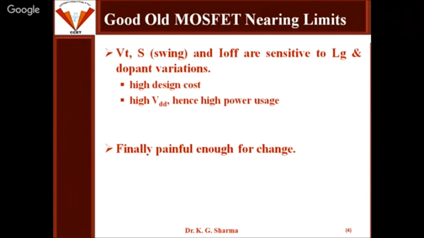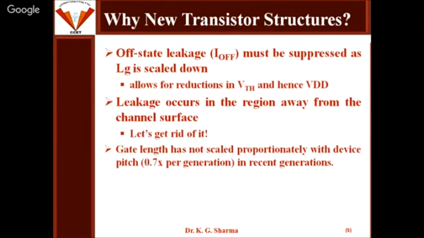And finally, in the present scenario, it is very painful to change to a different configuration. So why do we require new transistor structures? One is that off-state leakage must be suppressed as the gate length scales down, which allows reduction in VTH and hence VDD. Leakage occurs in the region away from the channel surface, and we also need to get rid of this. And gate length has not scaled proportionately with the device pitch, which was 0.7x per generation in recent generations.